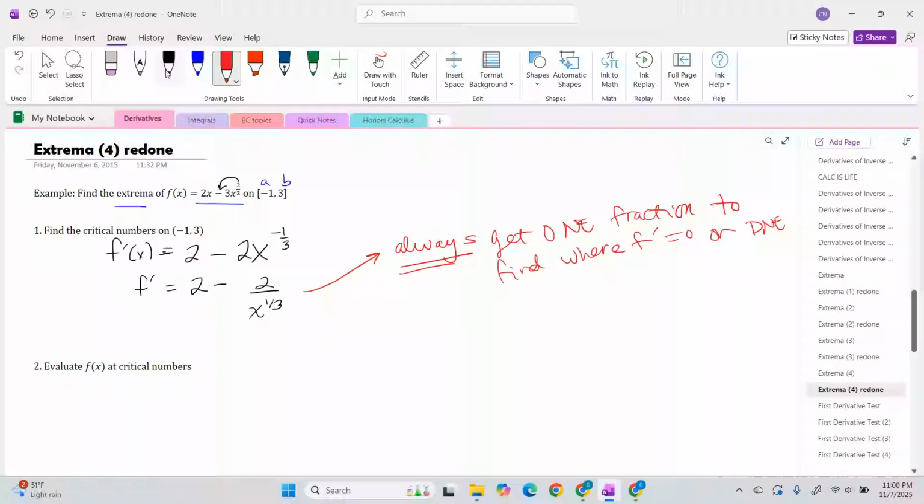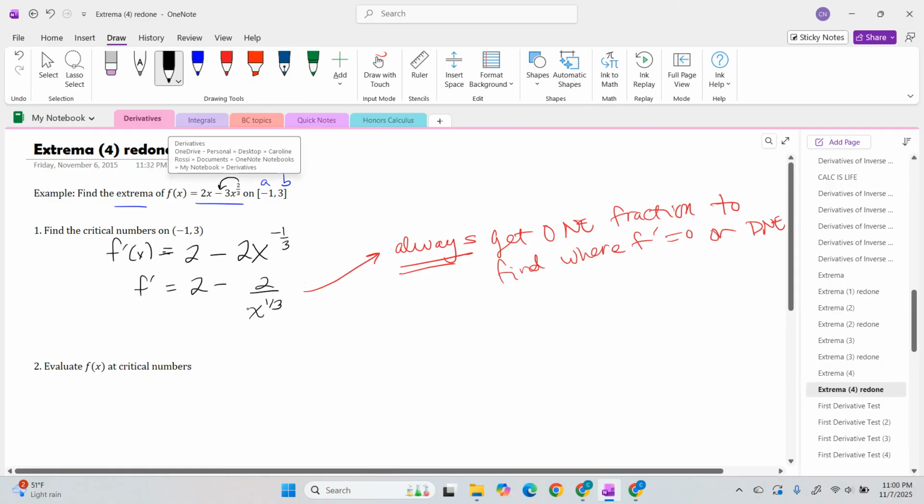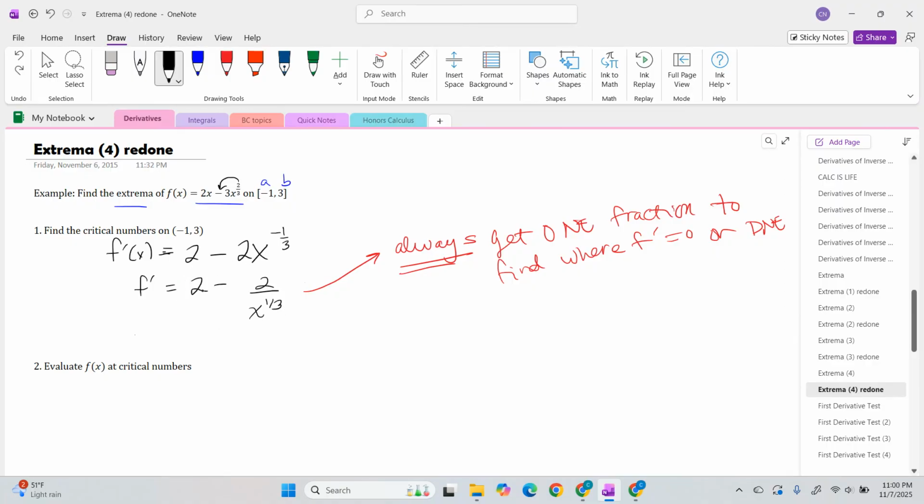What would make something not exist? If it has a denominator and the denominator equals 0. So that means you need one denominator for this derivative. Okay, so I'm going to do some real quick common denominator work, and you all can do this common denominator work. So I have 2x to the 1/3, or 2 cube root of x, minus 2 over x to the 1/3.